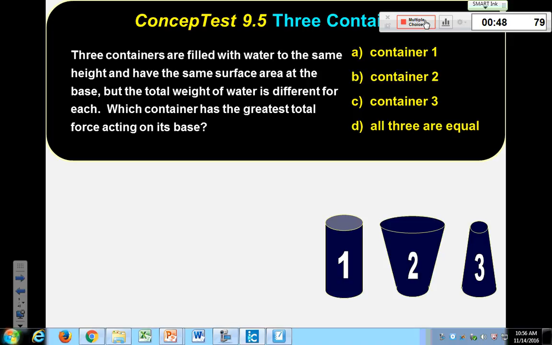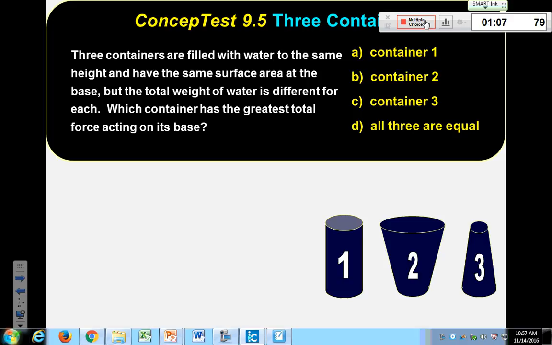Because you have the same column of liquid that sits above the point. So here you have a column of liquid that's this high, and then somewhere over here you have a column of liquid that is this high. So even though you have this extra liquid, you still only have the column of liquid that sits above this area that's causing a pressure to act down upon that point.